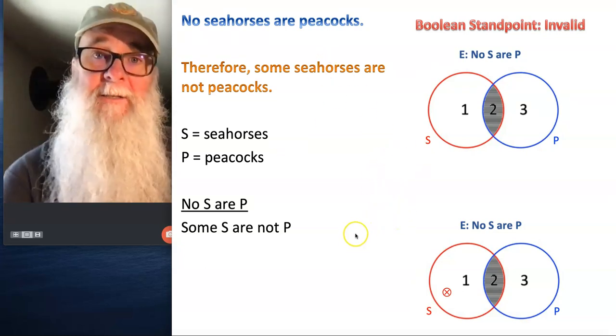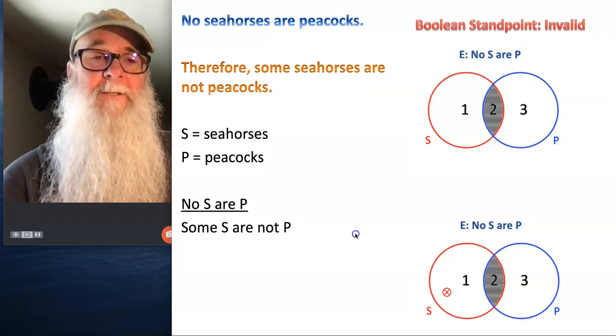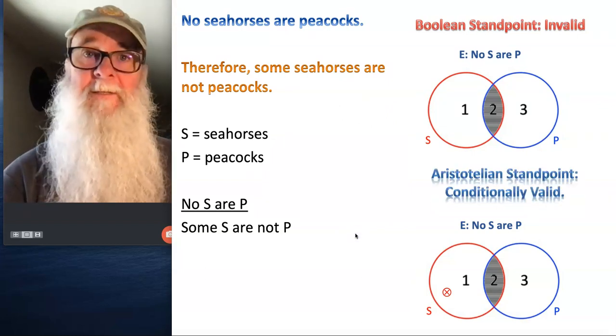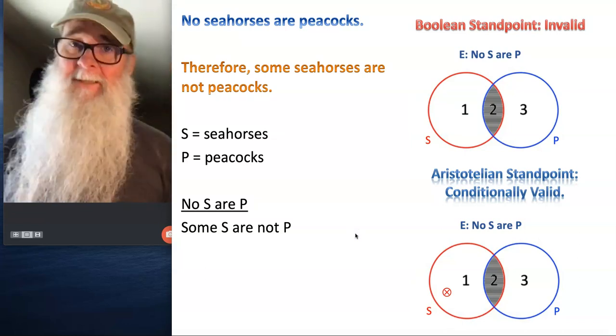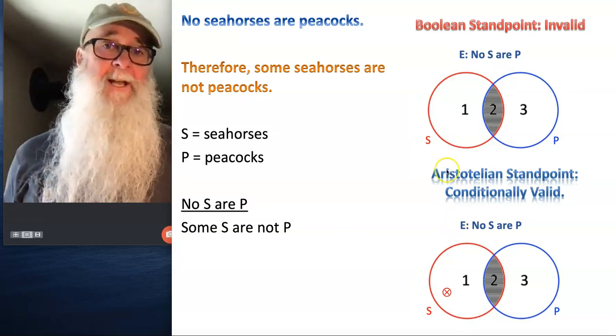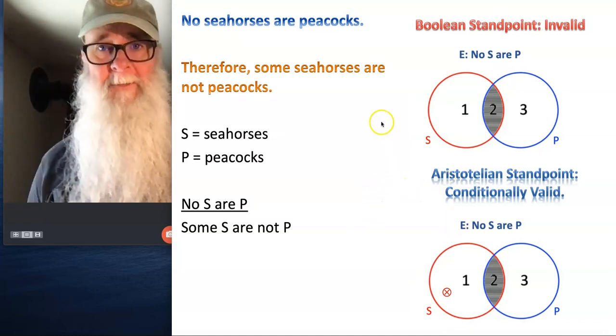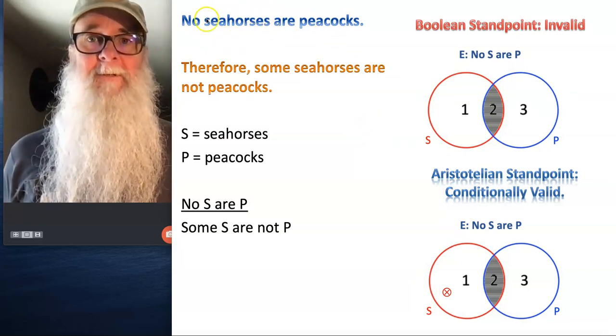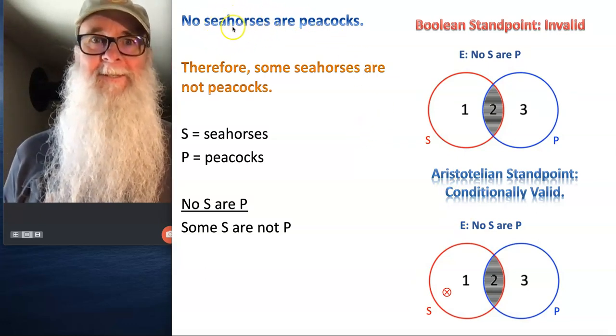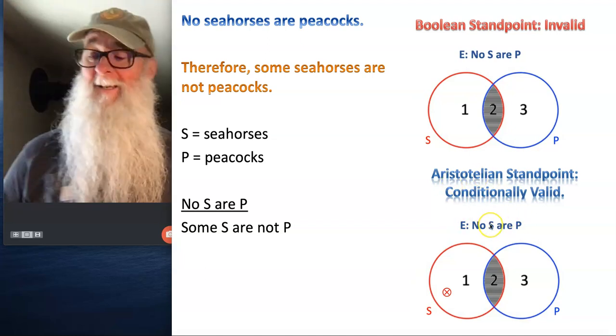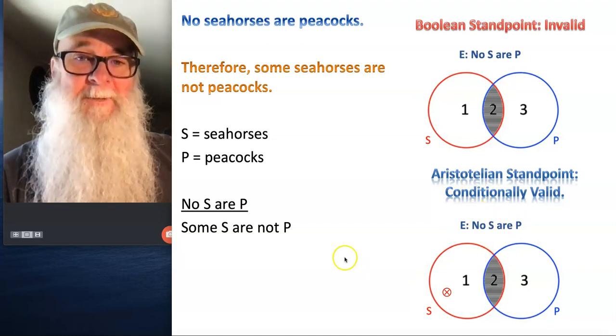Now I see my conclusion statement. Some seahorses are not peacocks. And that tells me this argument is conditionally valid from the Aristotelian standpoint only. And the condition that has to be met for this argument to be valid from the Aristotelian standpoint is that seahorses have to actually exist. And thank goodness they do. So this argument meets the condition for validity from the Aristotelian standpoint.